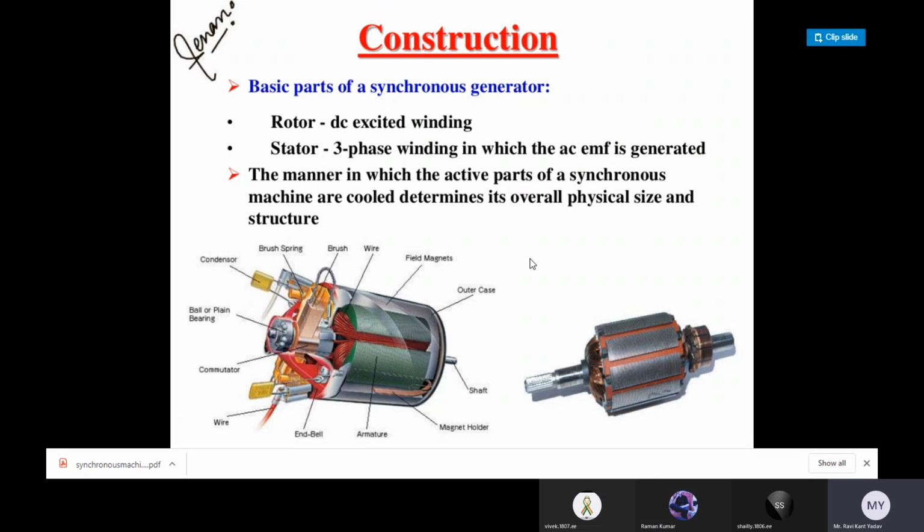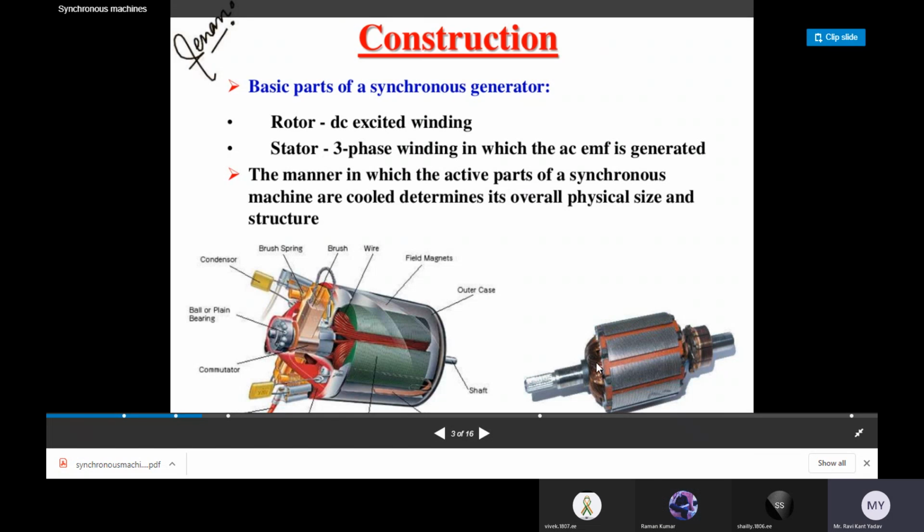The manner in which the active parts of the synchronous machine are arranged could determine its overall physical size and structure. Are you watching the construction of the synchronous generator? This is the rotor, and this is a part of the rotor, having the following parts. This is the shaft. This is the outer cage. This is the field magnet, and this is the wire. These are the brushes.